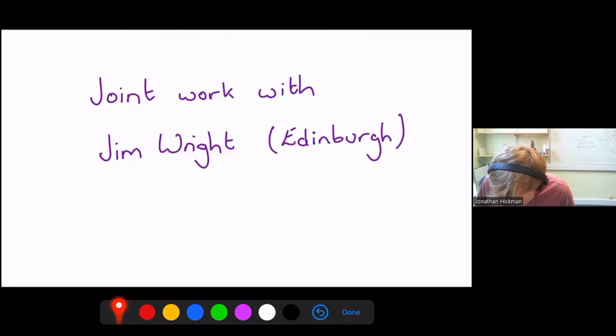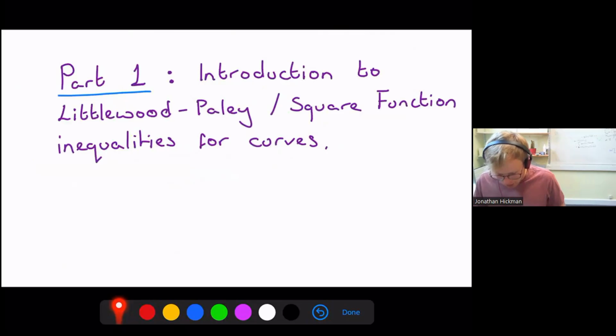So I'm going to present some work which is joint with my colleague Jim Wright here in Edinburgh. And yes, in particular, I'm going to discuss some very recent results on Littlewood-Paley or square function inequalities for curves. So I'm going to begin by introducing the basic setup and motivating these problems.